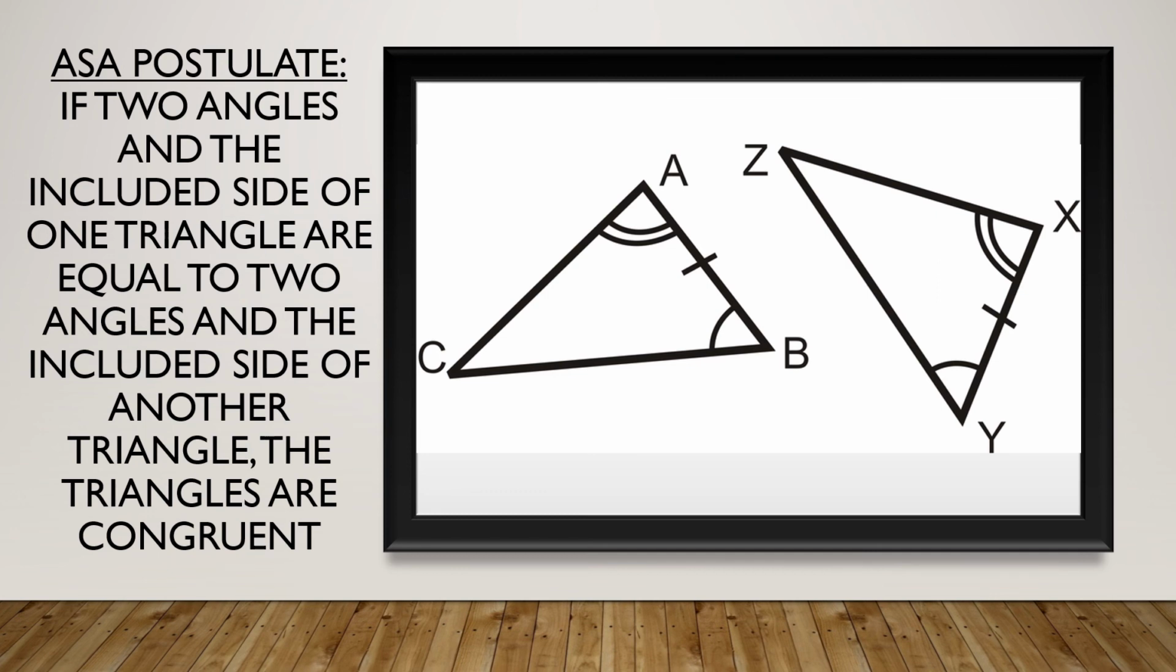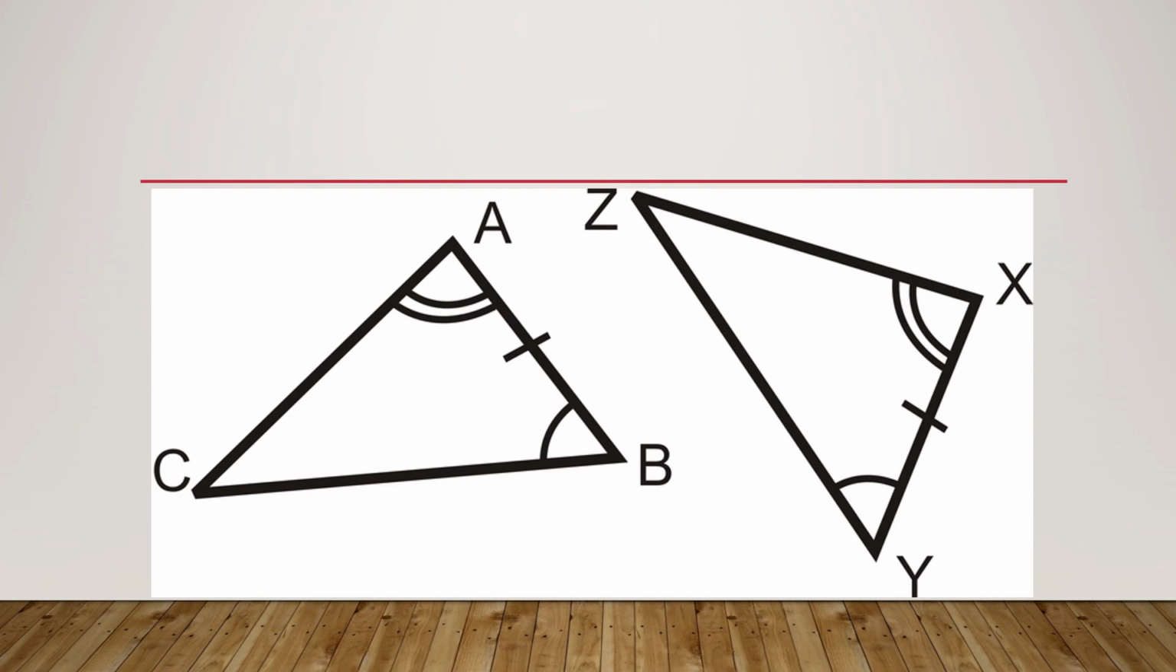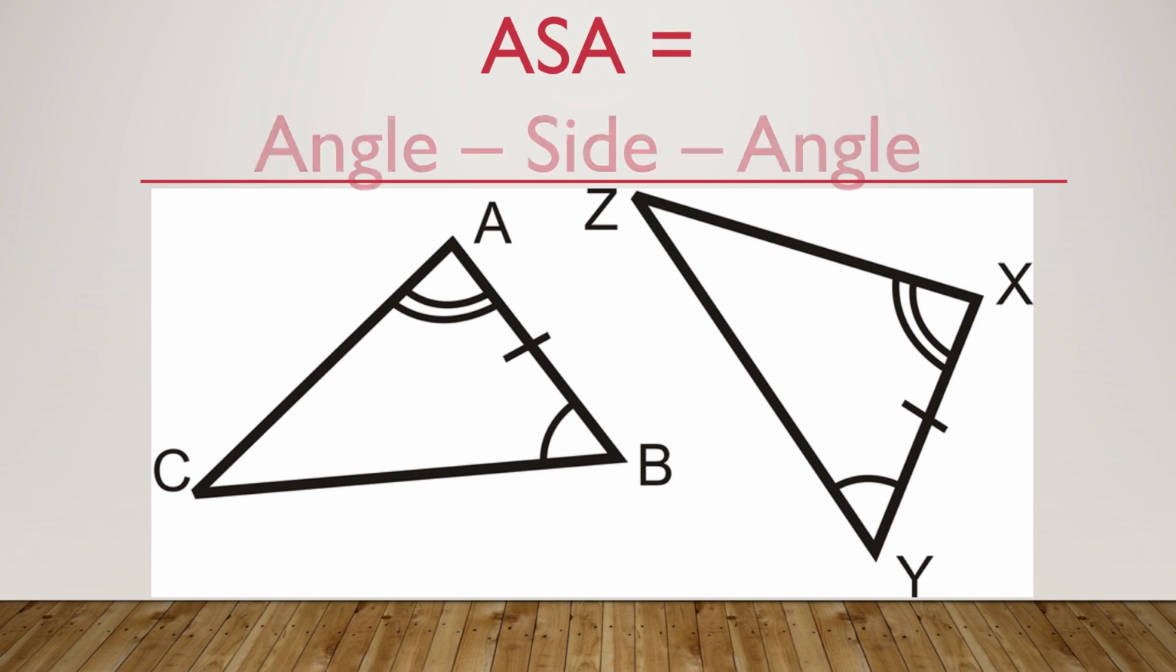And you can see from this picture here, if we're saying that angle B is the same as angle Y, and that line segment length of AB is the same as XY, and angle A measures the same as angle X, then we have congruent triangles here. And let's look at these one more time and remember that ASA just means angle, side, angle.